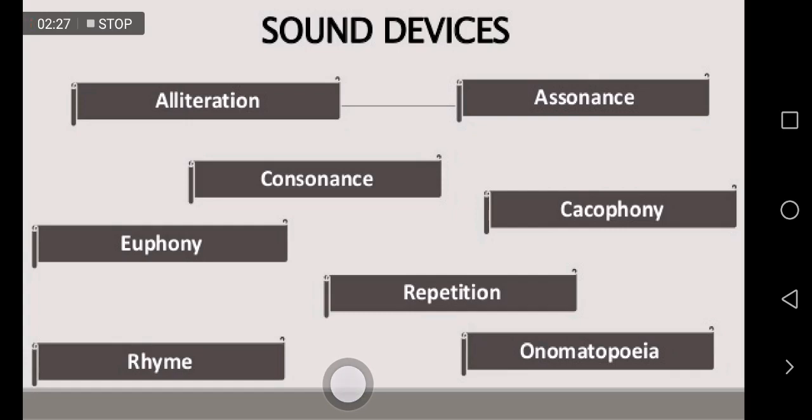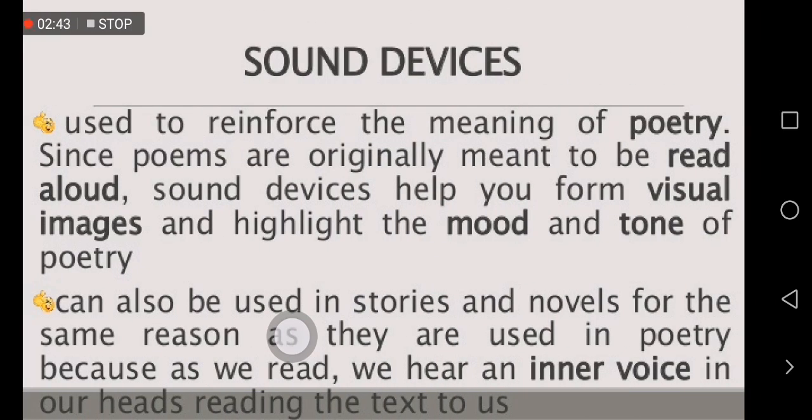and short stories also. First of all, we have alliteration and assonance. They are somewhat related to each other. Euphony and cacophony are also related to each other. We will be seeing in the other slides how they connect. Okay, we have sound devices. These sound devices are used to reinforce the meaning of poetry. Since poems are originally meant to be read aloud, sound devices help you form visual images and highlight the mood and tone of poetry. They can also be used in stories and novels for the same reason, because as we read we hear an inner voice in our heads reading the text to us.